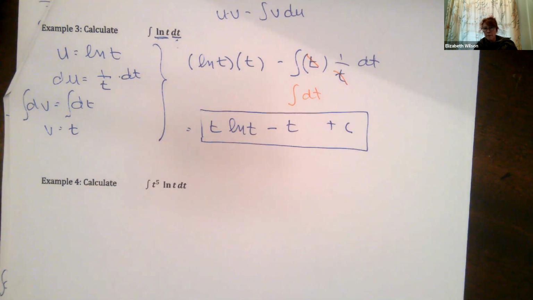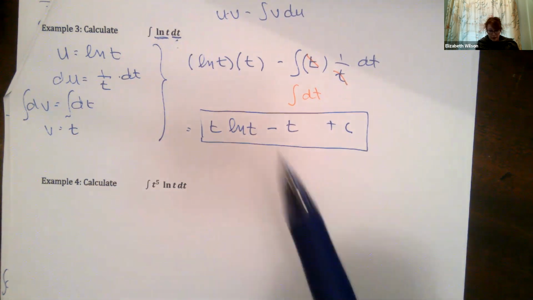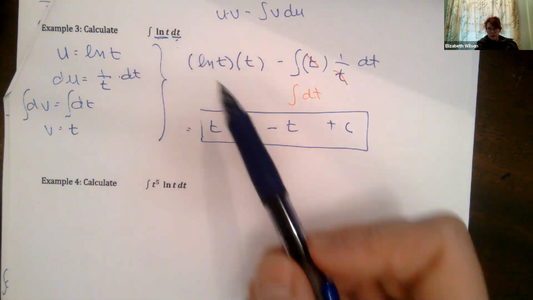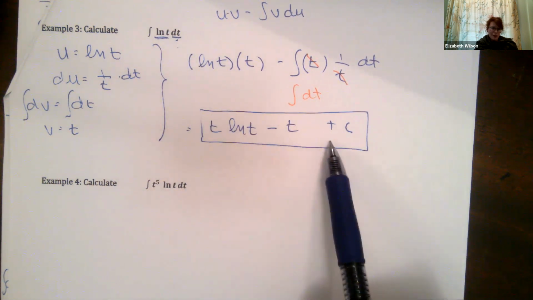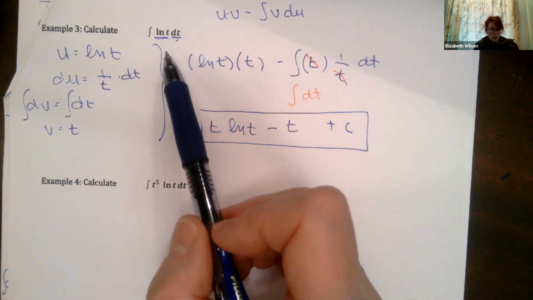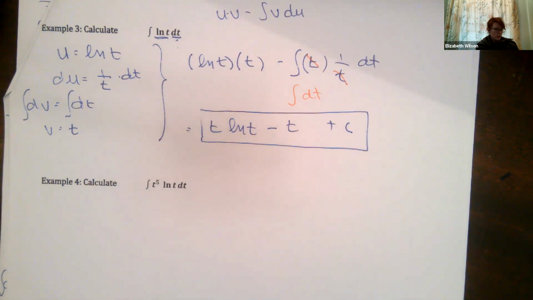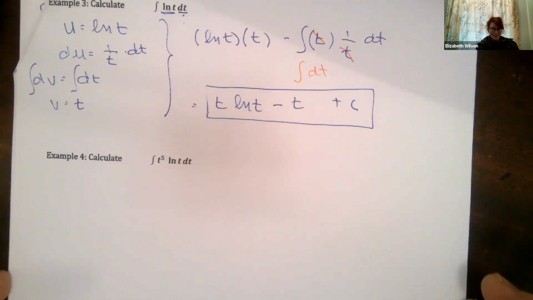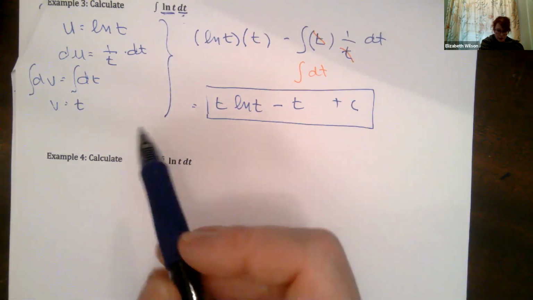It's helpful to remember, this is the integral of the natural log of t. It's like an equation, and you need integration by parts in order to do it. Okay, all right. We'll go into this one here.